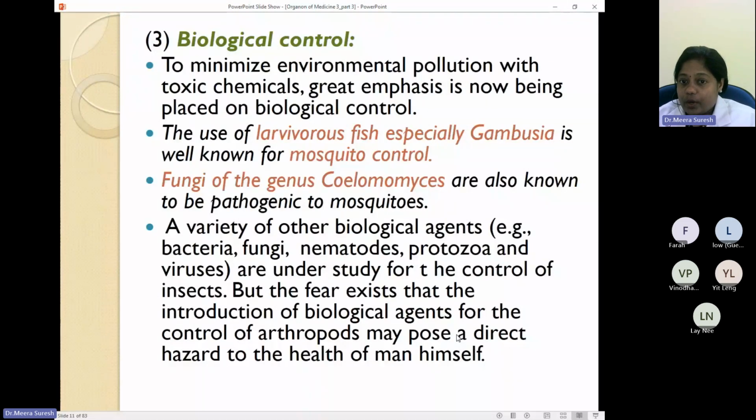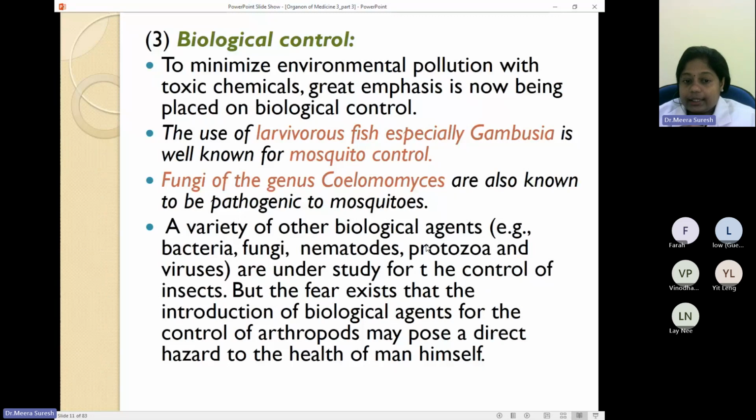So to minimize the environmental pollution from using these toxic chemicals, we can go for biological control. So we can use the larvivorous fish, these fishes, the gambusia, and there is a fungus of the genus Coelomyces, and then another one is guppy, which I told you. They can be used for mosquito control.